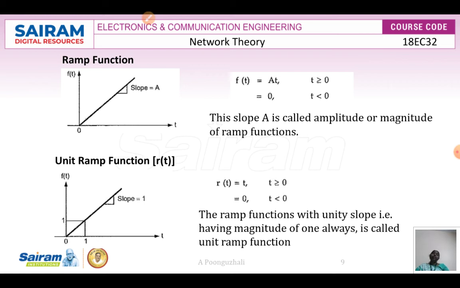So f of t is equal to a into t for t greater than or equal to 0. Here a is called the amplitude and the magnitude of the ramp function.